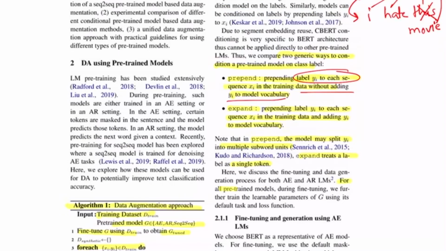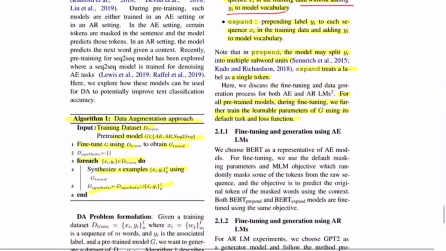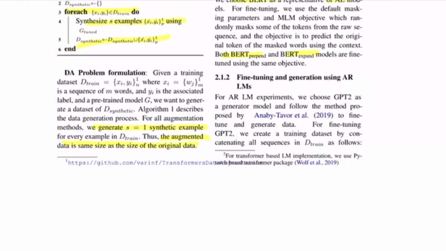For all pre-trained models, during fine-tuning, we further train the learnable parameters G with its default task and loss function. So for all of the models that we saw, whether it was GPT, BERT, or BART, the loss function that we try to minimize is cross entropy. They're saying we use the same loss function and then train all the parameters that are there in the model. Let's move further.